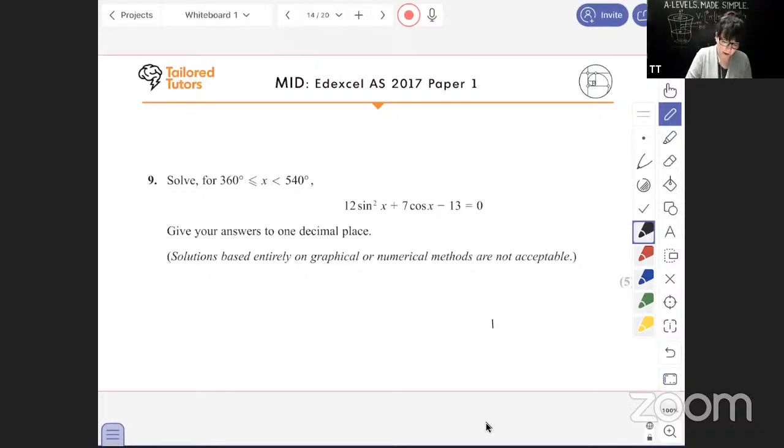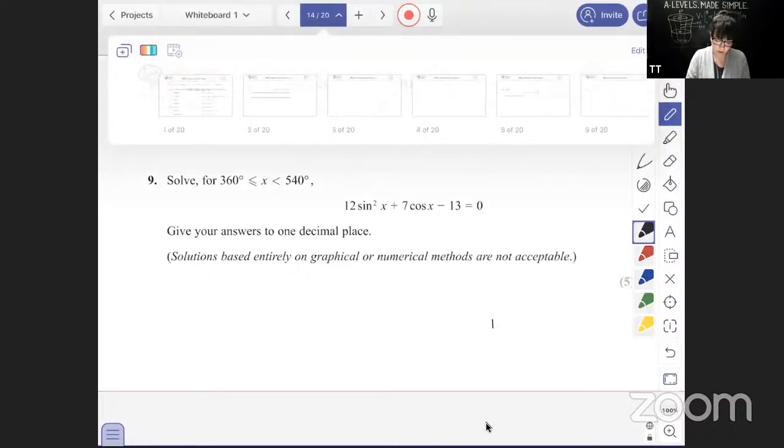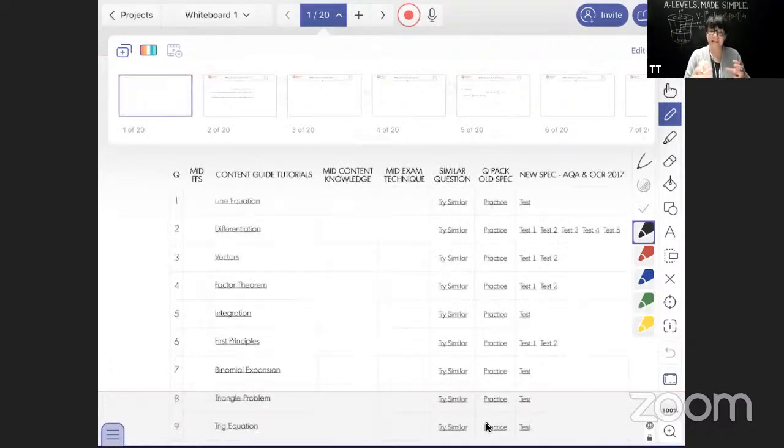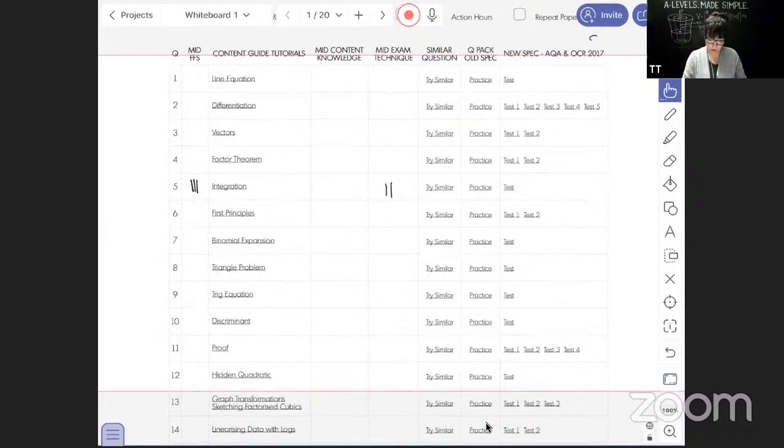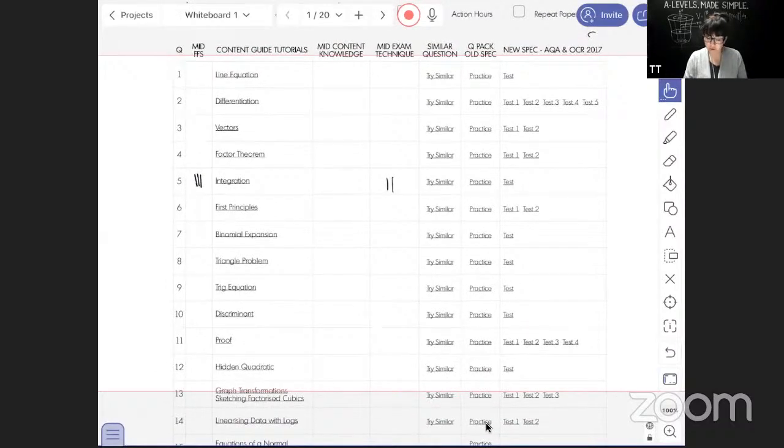So if I go back just briefly to the place where we would be at this stage recording everything, because don't forget we would have done the whole paper and now we would be marking it and going over everything and putting our information on here. So the trig equation, the link is in the same place as it was before, so you can click on number 9 and it will take you to the 3 videos, the how to solve it video and the mark scheme video and the silent solution.